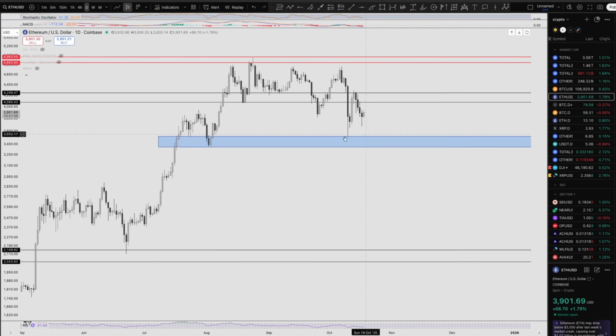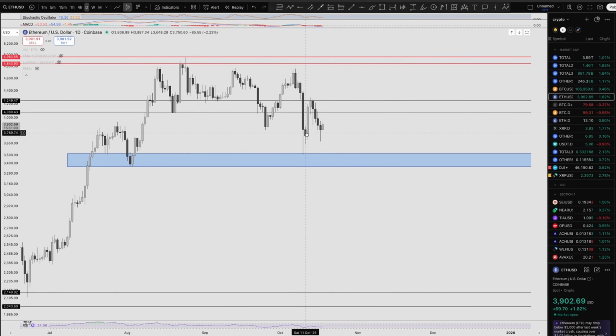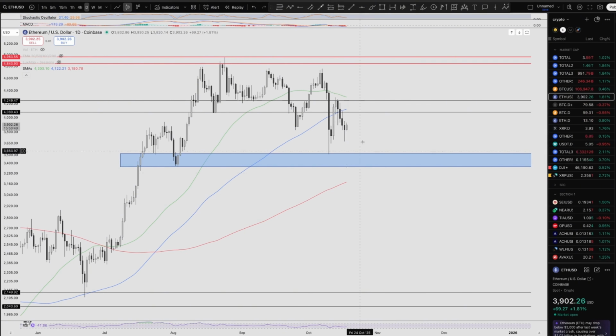It hit this support level near $3,500, and with the bounce it had, Ethereum managed to test the 50-day and 100-day moving averages, but couldn't do much there and was rejected again and came down. For Ethereum, what's important is that it shouldn't lose this support level, and this resistance it has formed here.